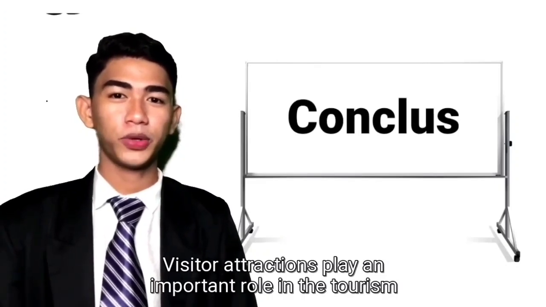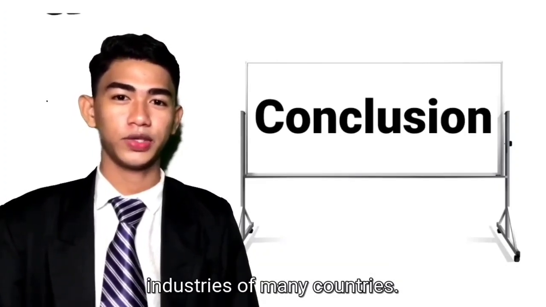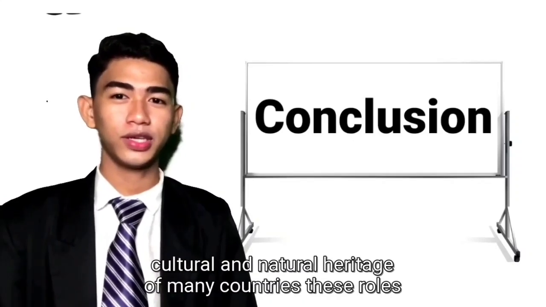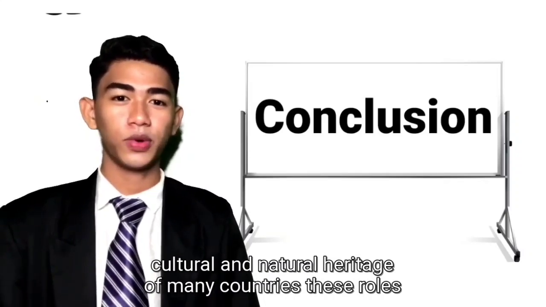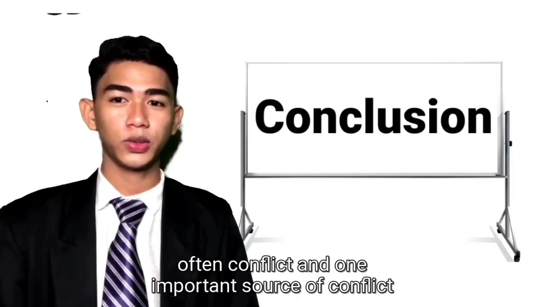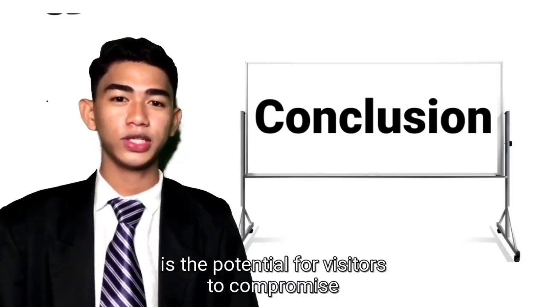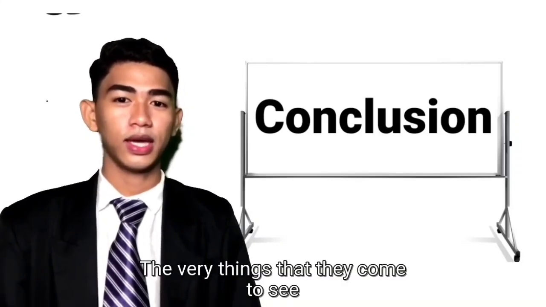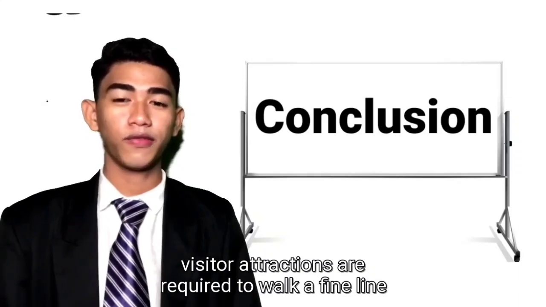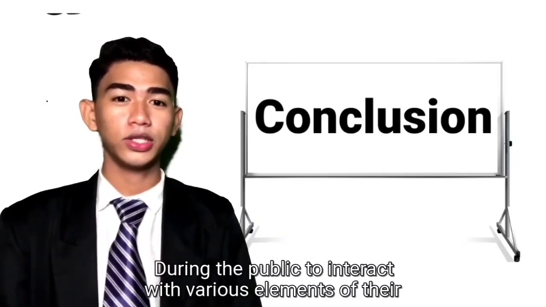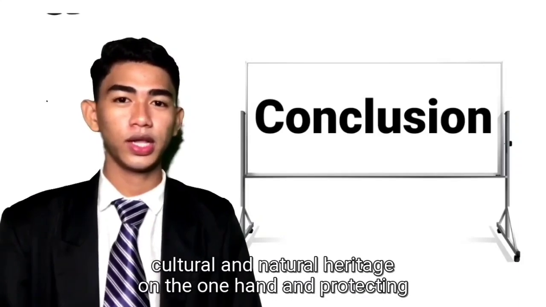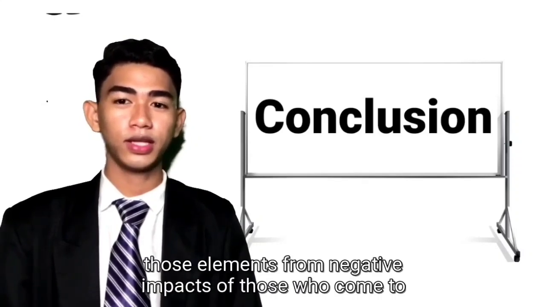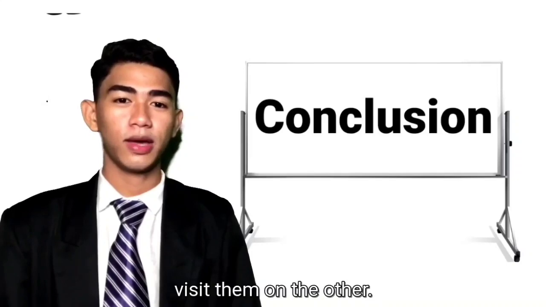Visitor attractions play an important role in the tourism industries of many countries. They also have an important role to play as stewards of the cultural and natural heritage of many countries. These roles often conflict, and one important source of conflict is the potential for visitors to compromise, through a variety of impacts, the very things that they come to see. Visitor attractions are required to walk a fine line between enabling the public to interact with various elements of their cultural and natural heritage on the one hand, and protecting those elements from negative impacts of those who come to visit them on the other.